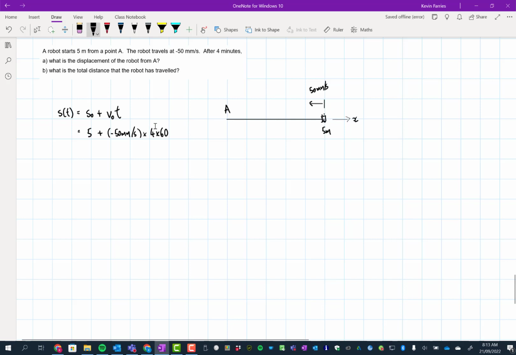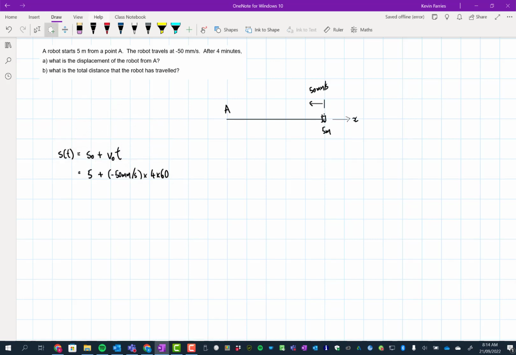So what we should probably do first is write down the quantities we know and convert them all to consistent units first. So S naught equals 5 meters, which is equal to, so there's 1,000 millimeters in a meter, 5,000 millimeters. And we also know that V naught is equal to 50 millimeters per second. And that's where I'm going to keep those units. I'm going to change everything else to be consistent with those units.